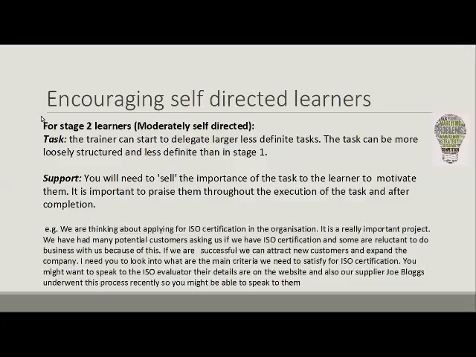For example, we're thinking about applying for ISO certification. It's a really important project as we have had many potential customers asking us if we have the certification and some are reluctant to do business with us because of this. If we are successful, we can attract new customers and expand the company. I need you to look into what are the main criteria we need to satisfy for certification. You might want to speak to the evaluator. Their details are on the website, and also our supplier Joe Blogs underwent this process recently, so you might be able to speak to them.